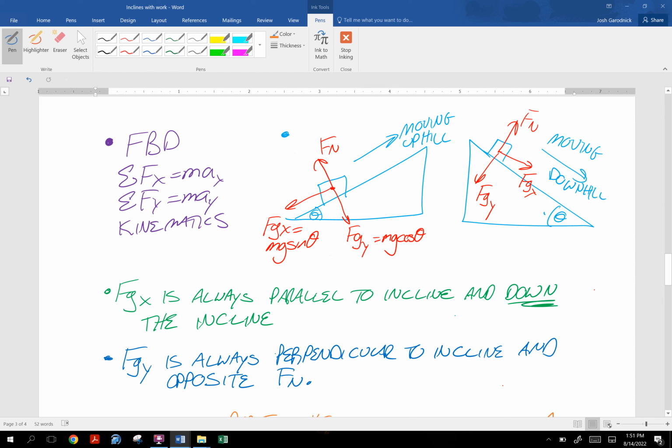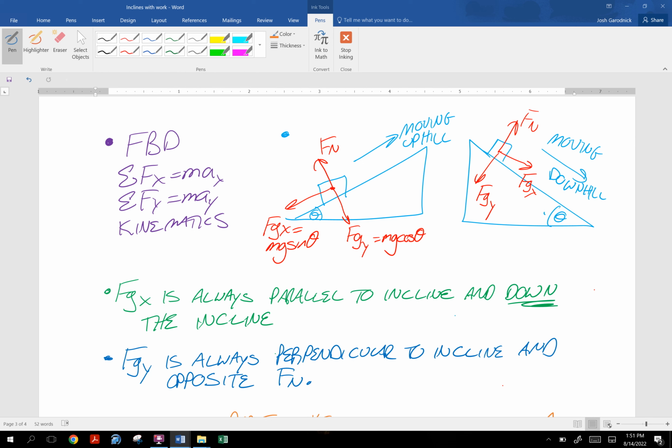Your base FBD is always FN, perpendicular to the incline. FGY, directly opposite FN. And FGX, down the hill, for all that is good and holy. Please make it go down the hill. People are like, well, I thought it's right. It's not right. It's down the hill. How does gravity act right? It acts down.